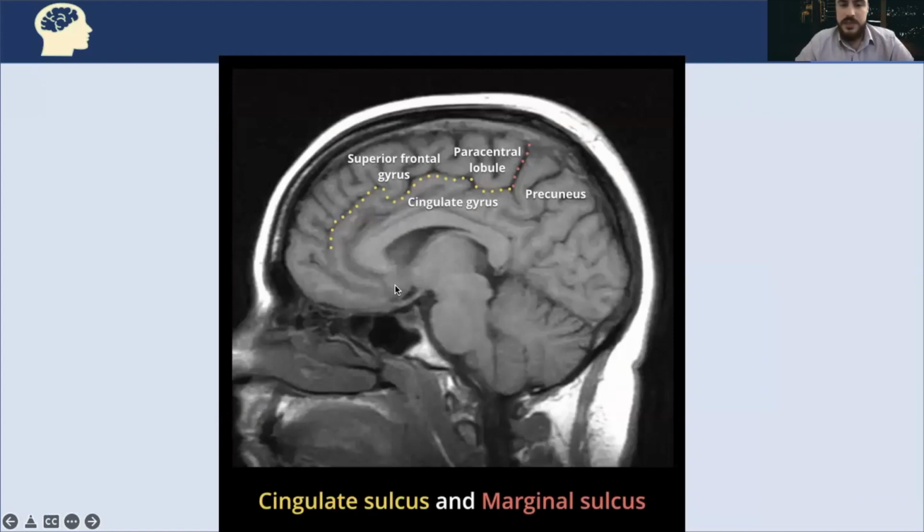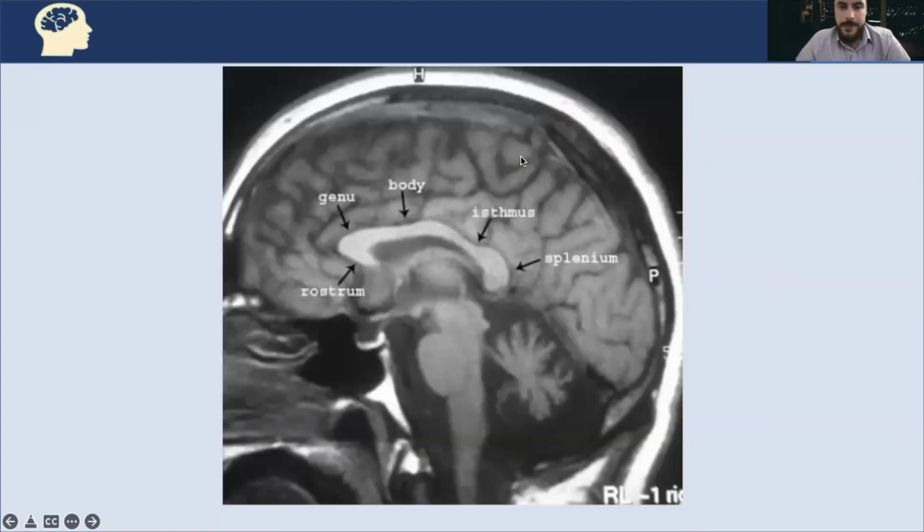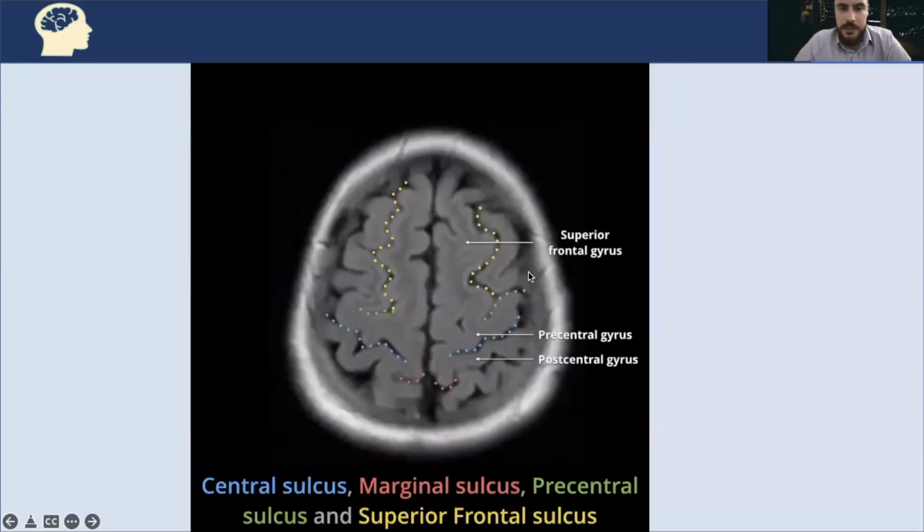Here is a sagittal section, MRI, T1 weighted imaging. As we can see, the CSF is black. Here we have the corpus callosum, the cingulate gyrus, and the cingulate sulcus, with the marginal sulcus here in red. Here are the five parts of the corpus callosum: the rostrum, genu, body, isthmus, and splenium.